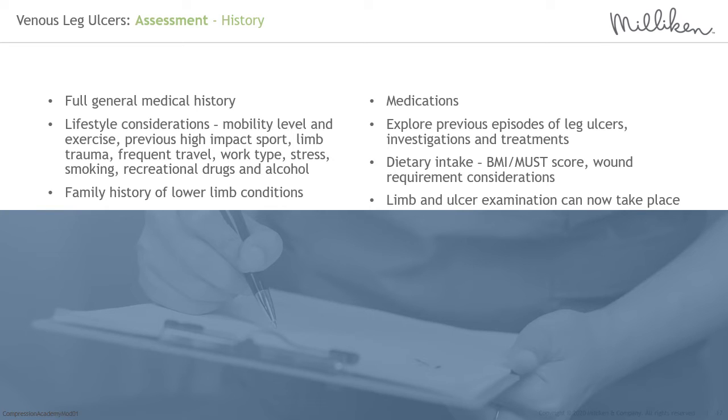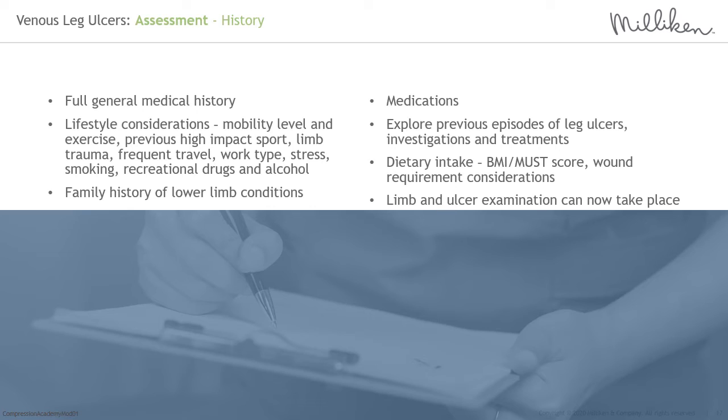The importance of a full holistic assessment is paramount before looking at the limb or the wound. A full general medical history is required, and any personal history of a deep vein thrombosis or previous ulcer history, plus family history of varicose veins. Medical conditions such as diabetes, inflammatory or blood disorders such as rheumatoid or sickle cell, trauma injury, and any medications the patient is currently or has been taking.